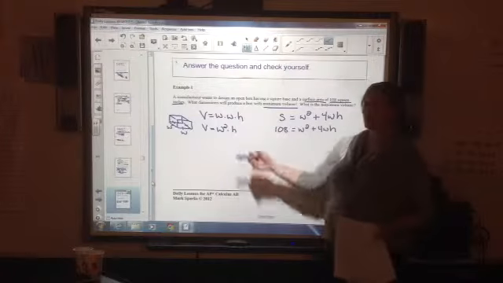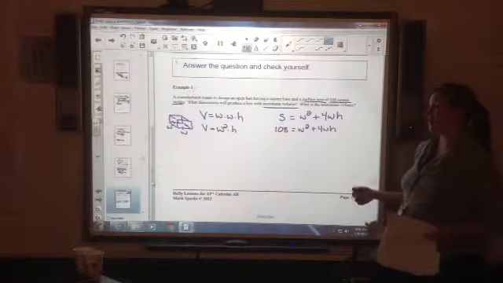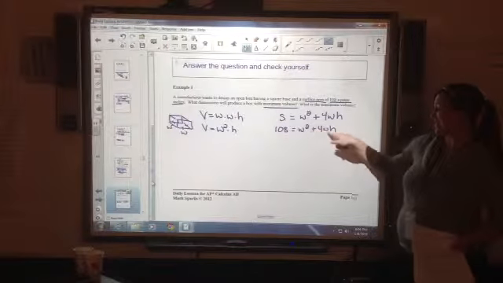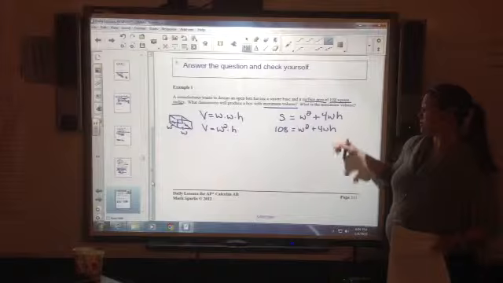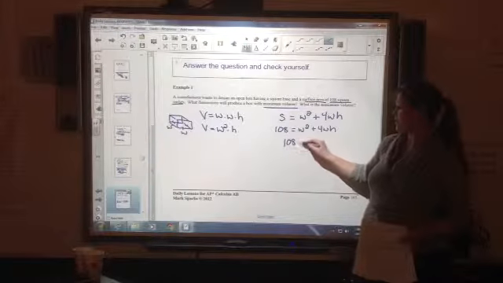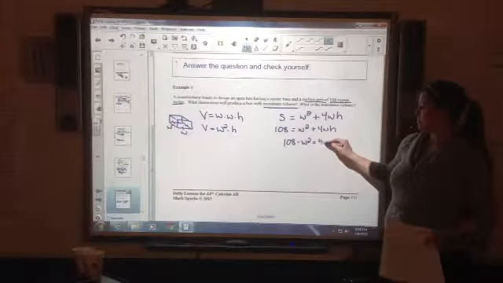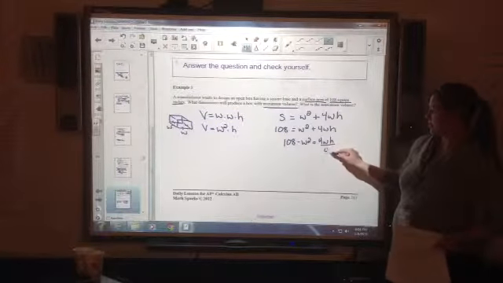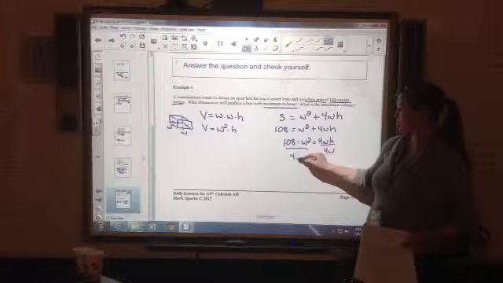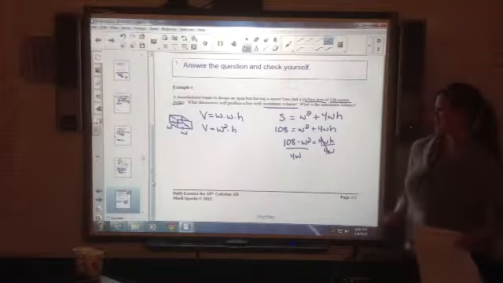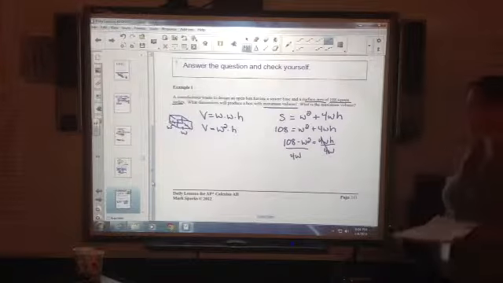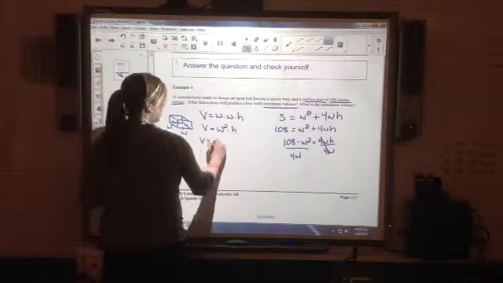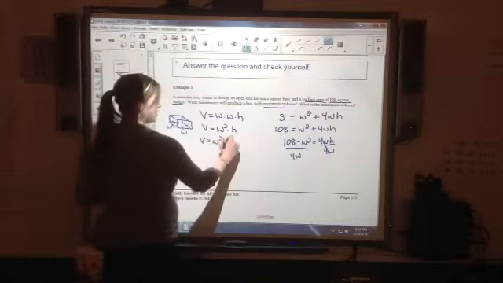And again, over here, I could substitute for W, or I could substitute for H, but it's harder for me to take out a W than it is to just solve for H. So what I'm going to do is subtract W squared, and then divide by 4W. And I've got H is equal to 108 minus W squared over 4W. So volume is equal to W squared, and I'm going to fill in this.